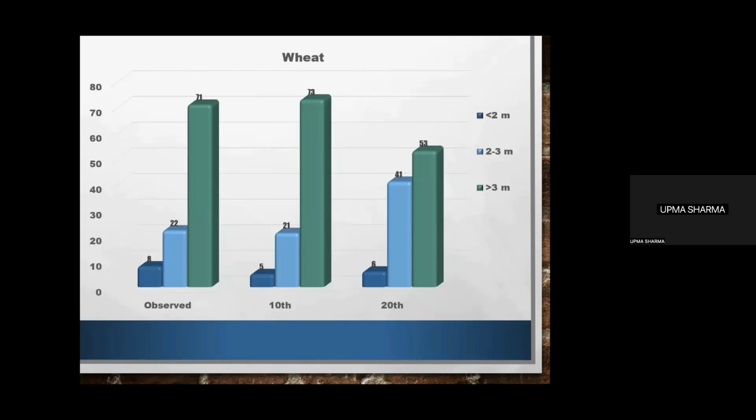Then for the wheat crop, you can see first a decrease in the potentially waterlogged condition in the 10th year, then an increase, with twice the percentage of area affected by waterlogging conditions. Also, highly waterlogged area is decreased from 8 to 5%, then to 6%.